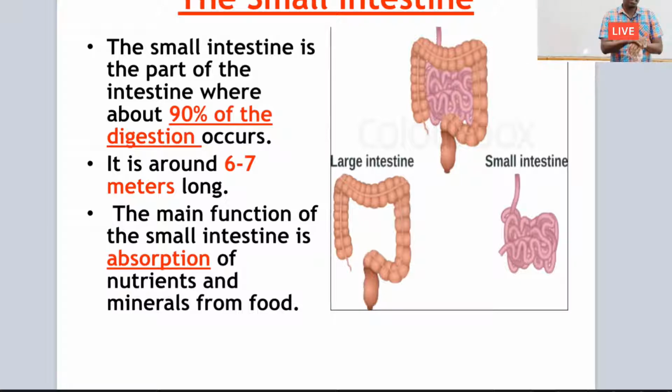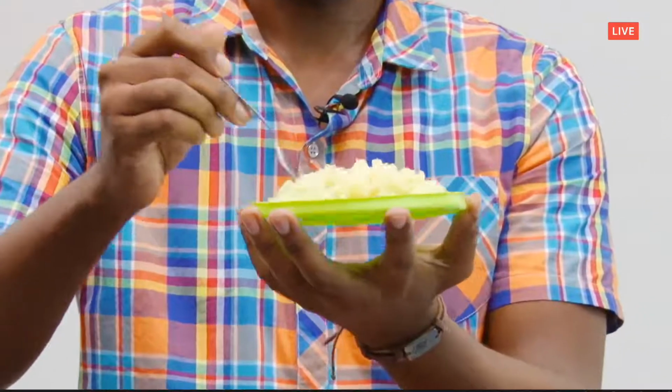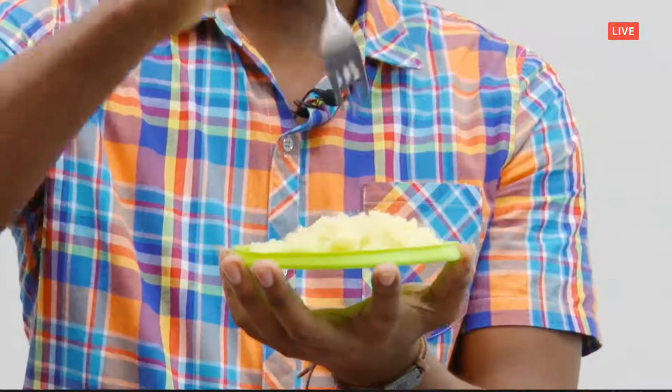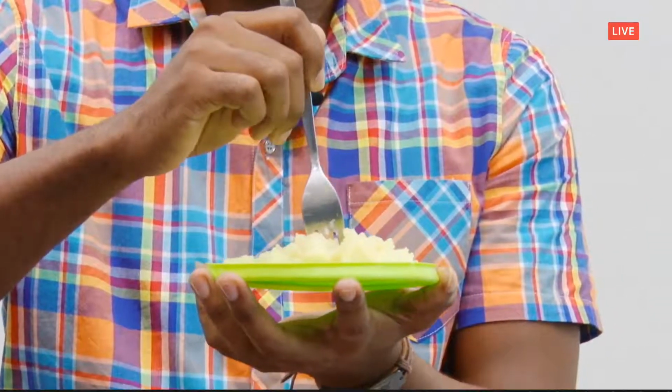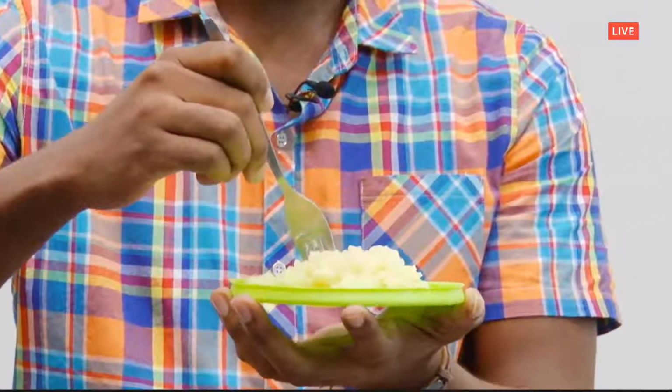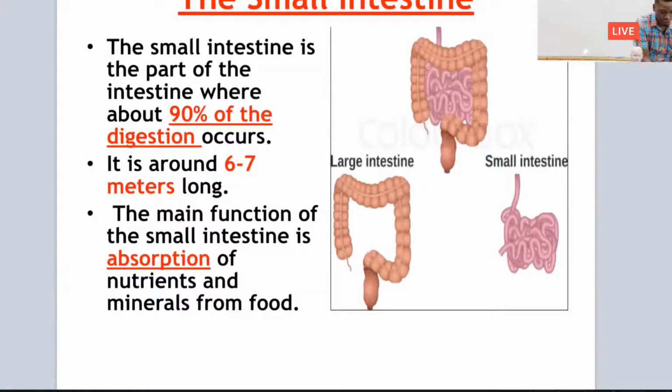Now the main function of the small intestine is really to absorb the nutrients from this pineapple, from this food right here. You understand? So the stomach kills the bacteria, makes the food a little smaller, but the small intestine will now extract the nutrients found in the pineapple. Now, where do you think the food will go after it leaves the small intestine? Let's find out.